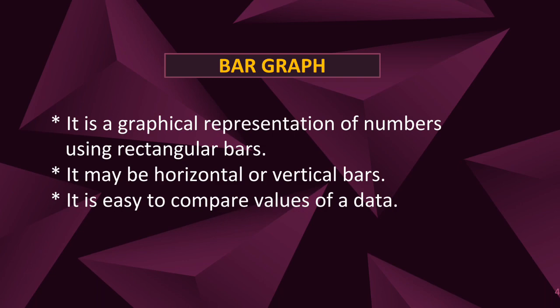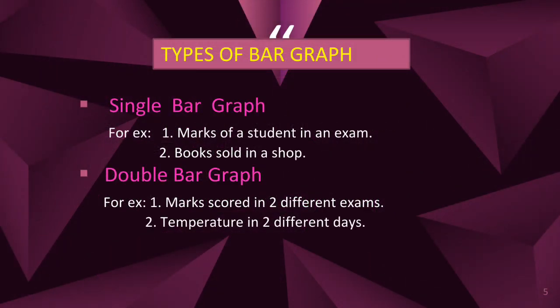Here you have two types of bar graph, single bar graph and double bar graph. In a single bar graph you will have only one set of data, like marks of students in an exam, books sold in a shop. Next one is double bar graph. In a double bar graph you will have two sets of data, like term 1, term 2 exam marks, temperatures on 2 different days. In that one you have to draw two bars together.